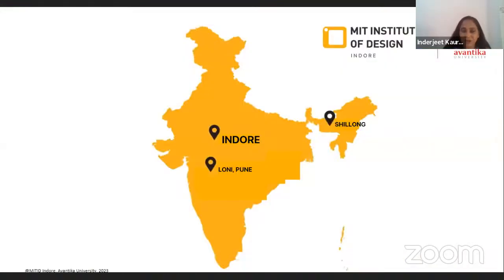So these are the locations. Inder, let me pitch in because we have to wrap up a little fast. MIT ID stands for Institute of Design. We started in 2006 with the Pune campus. And in 2017, the group came out of Maharashtra and started the university known as Avantika University in MP, in Indore. It is basically between Ujjain and Indore. It is hardly a 40-minute drive from Indore airport.